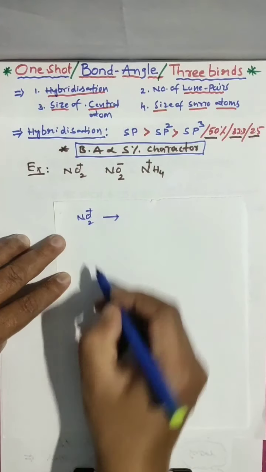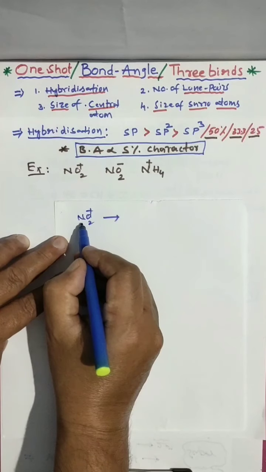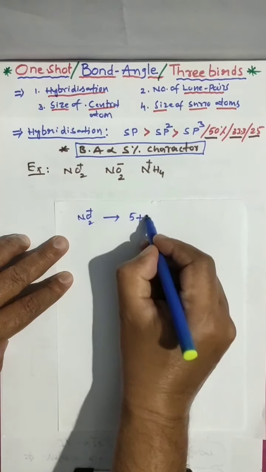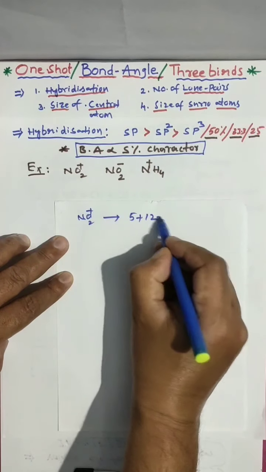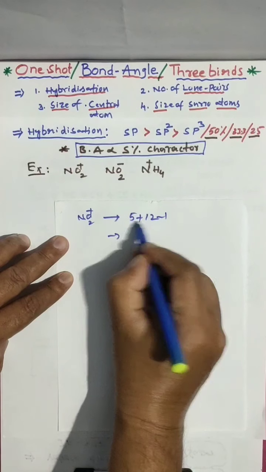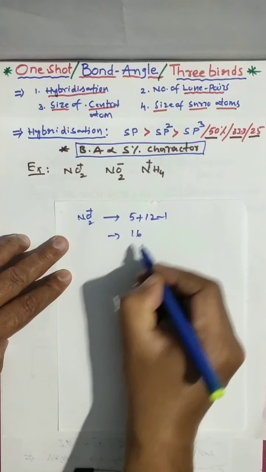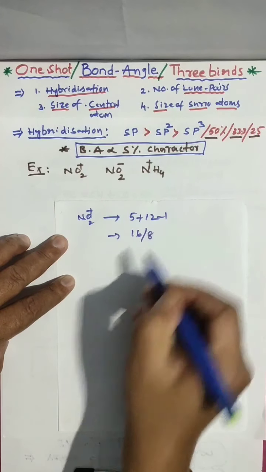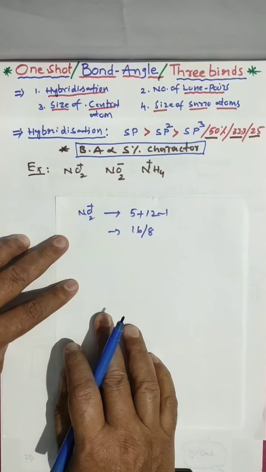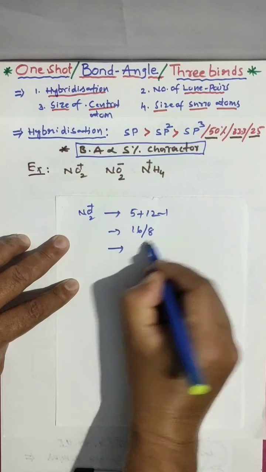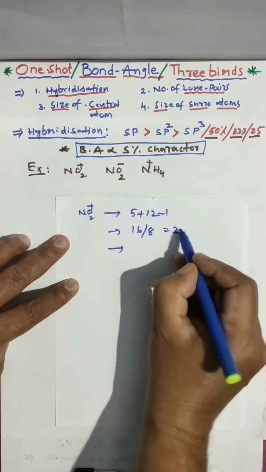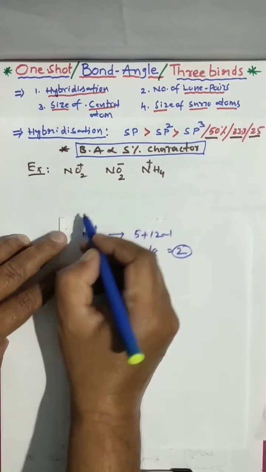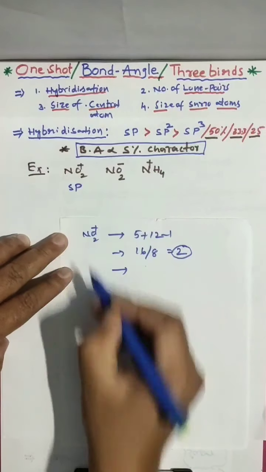NO2 plus, trick for hybridization. Valence electrons in nitrogen 5, oxygen 6, 6 into 2, 12, and since there is a plus, minus 1. So 17 minus 1, 16. If total valence electrons are more than 8, divide with 8; if less than or equal to 8, divide with 2. Then you get 2. So how many hybrid orbitals? 2. 2 means sp. So here sp hybridization is there.